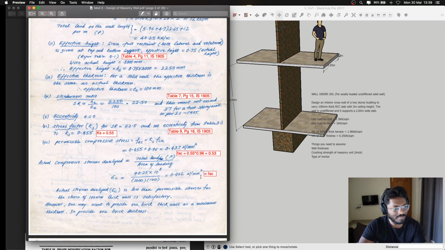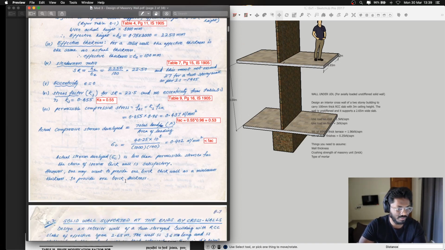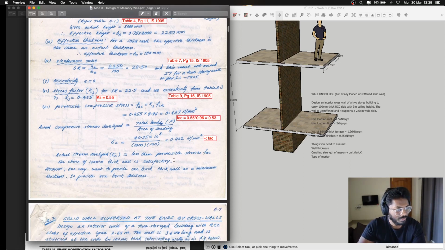Now this is less than the factored stress, which is 0.53. So hence we can state that since the actual developed stress sigma c is less than the permissible stress, the choice of a 100 mm thick wall is satisfactory. That means the assumption which you have made in using the 100 mm thick wall for that particular masonry structure is satisfying the condition of all the loads that are implied on top of it.